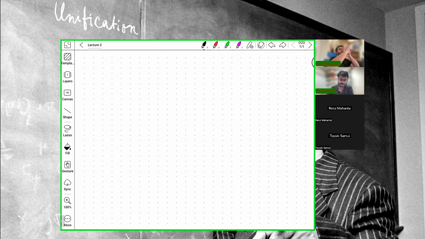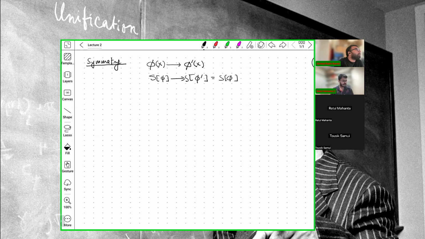We saw the Euler-Lagrange equation, and we should now discuss the symmetry. So I also mentioned what symmetry is. It is a change of phi, trying different functions for phi, such that the action remains invariant.